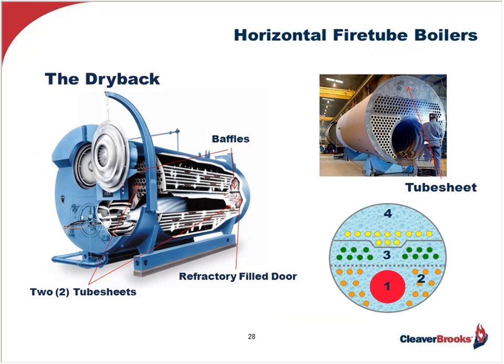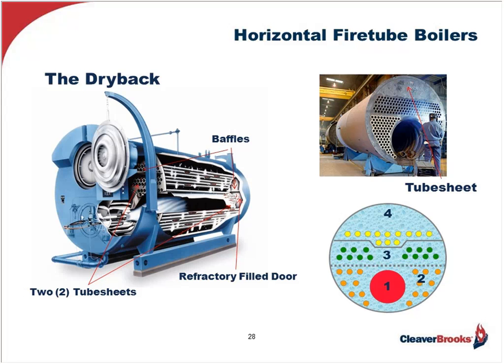Okay, so that's basically how a horizontal fire tube boiler is constructed. Now let's look more closely at the design features and the engineering which goes into this design. And we're going to start with the dryback fire tube boiler. The dryback fire tube, as you see on the screen now, can be either a 2-pass, a 3-pass, or a 4-pass design.